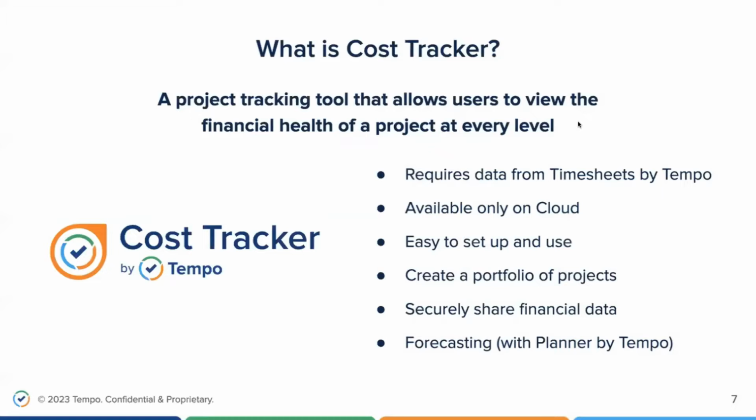So Cost Tracker by Tempo is a project tracking tool that allows users to view the financial health of a project at every level. Cost Tracker automatically translates logged time data from timesheets to show how total project and portfolio costs and revenue are tracking towards their respective budgets. It's available only on Jira Cloud. Budgets is our financial tool on Data Center. If you're looking to migrate to cloud, Cost Tracker is the financial tool there.